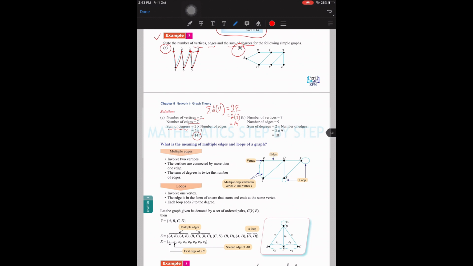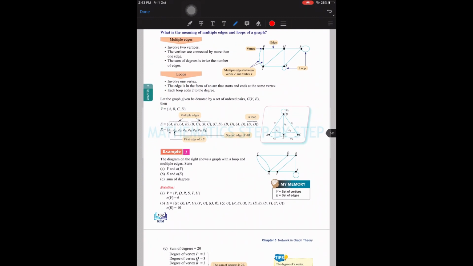Let's proceed with B. Number of vertices. So now the vertices are named after A, B, C, D, E, F, G, okay? So there are 7 vertices. Number of edges. 1, 2, 3, 4, 5, 6, 7, 8, 9. Okay? So number of edges is 9. Then again we use the formula sum of degree equals to 2e equals to 2 times 9, which is 18. Okay? This is how we get this answer.